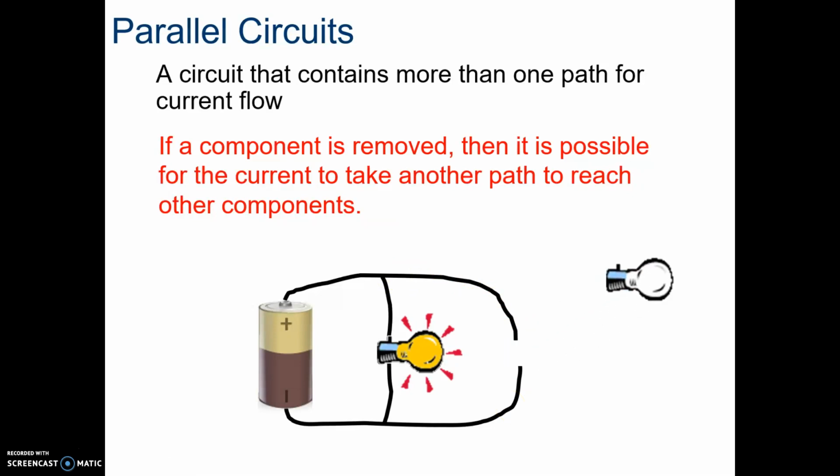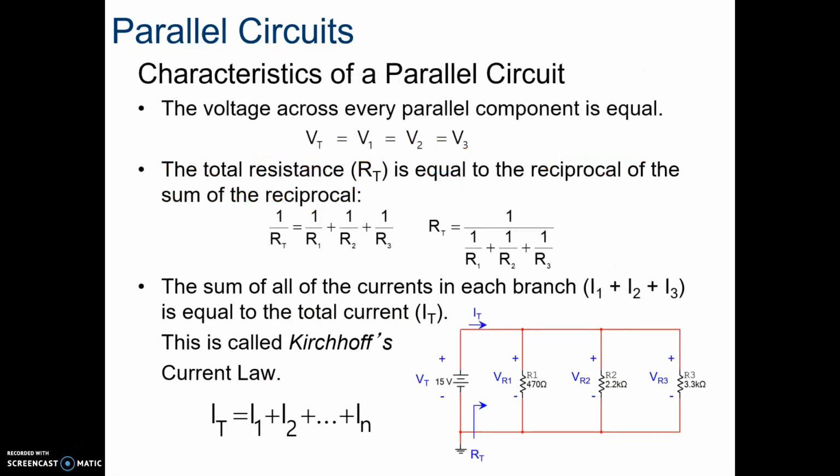If we remove a bulb, notice the first bulb stays lit. Why? Because there's still a path for the electrons to flow.